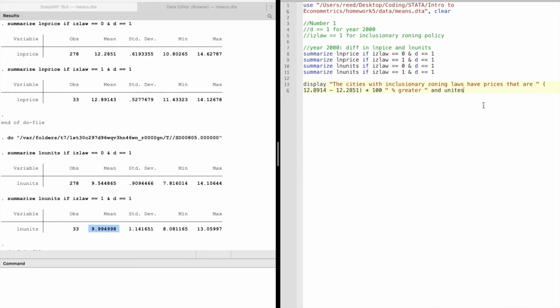and units and blank percent more units, where this units is going to say the difference between 9.9949 and 9.544865, times 100.